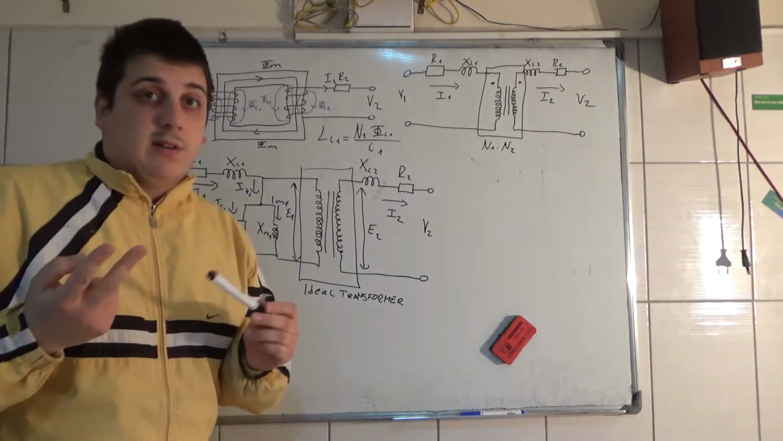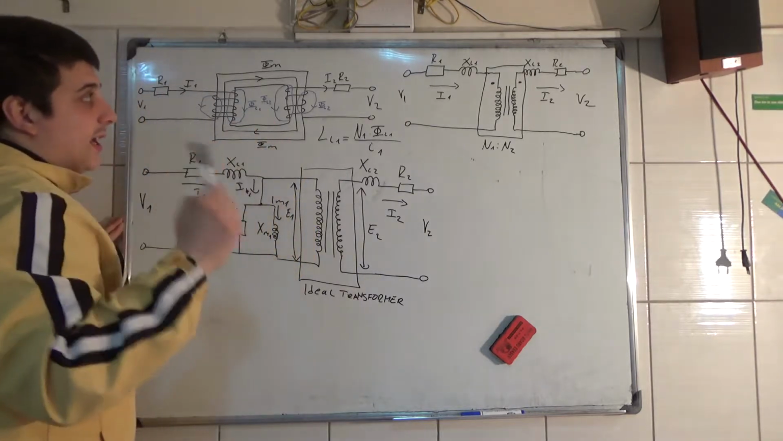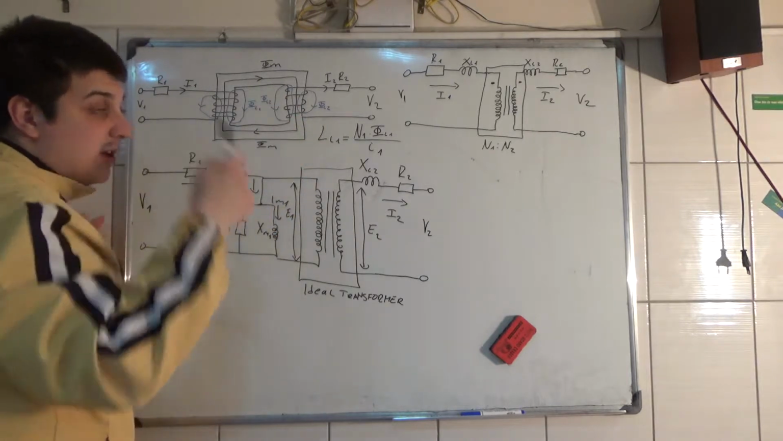The second ideal characteristic was that there were no flux linkages, but in real life there are.